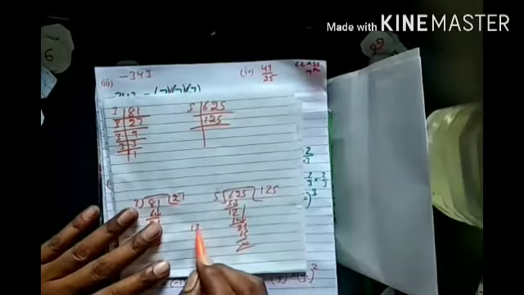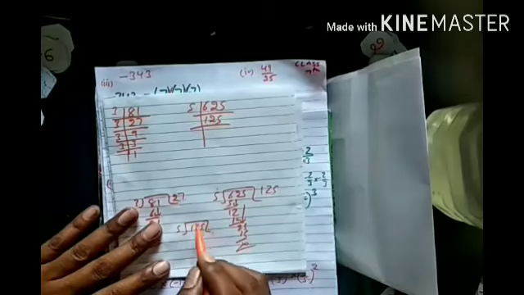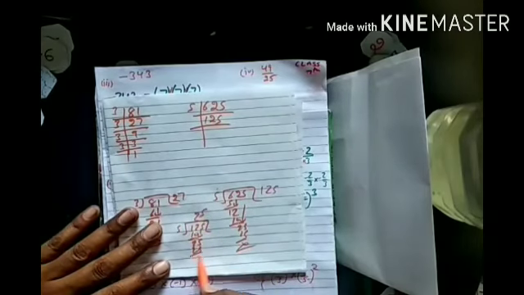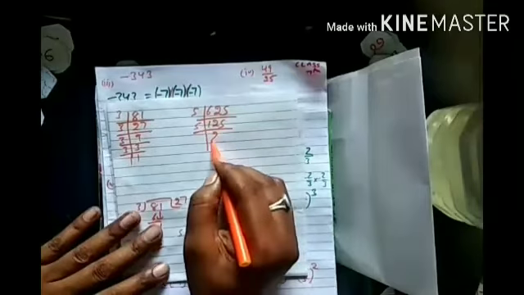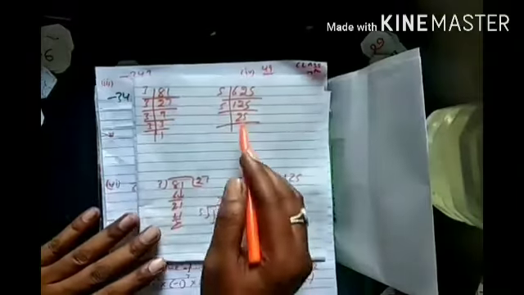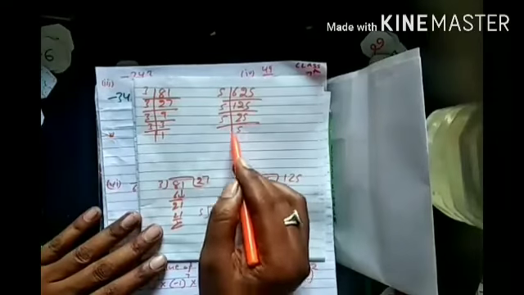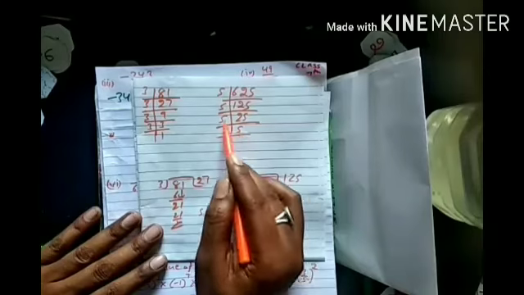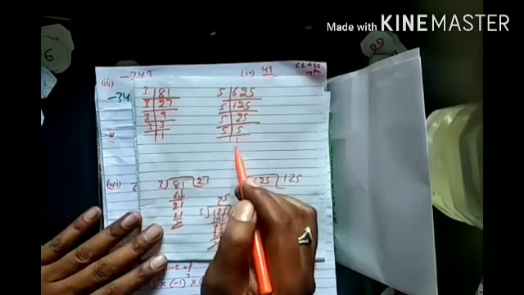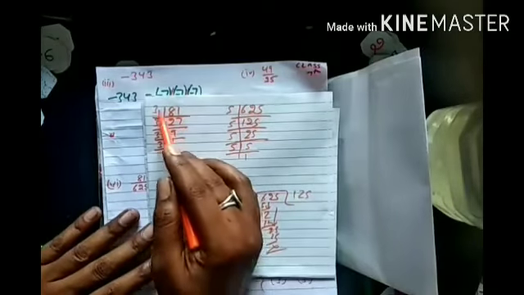Now if I divide 125 by 5, then 5 twos are 10, 5 fives are 25. Okay. Now it is a very small number. I know that this is divisible by 5. 25 divided by 5, the answer is 5. 5 divided by 5, the answer is 1. Now 81 can be written as 3.